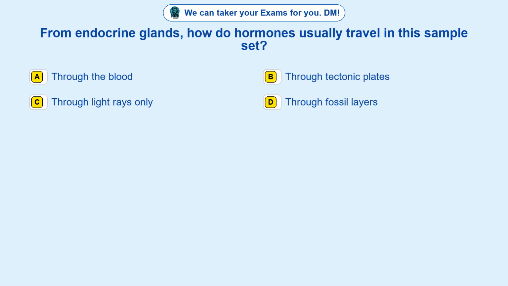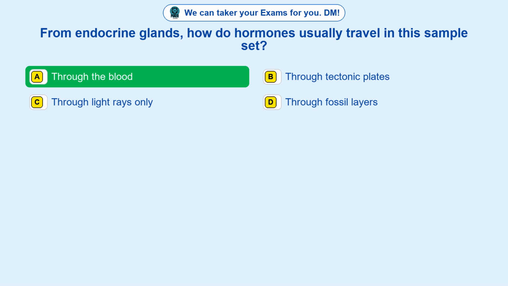Question 28. From endocrine glands, how do hormones usually travel in the sample set? Option A. Through the blood. Option B. Through tectonic plates. Option C. Through light rays only. Option D. Through fossil layers. The correct answer is option A.